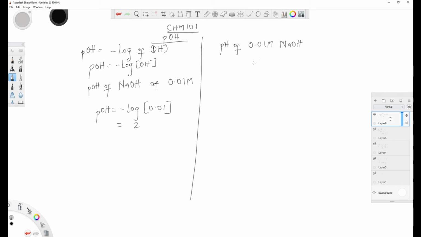You cannot just jump into doing negative log 0.01, since you know that the hydroxyl ion concentration is just 1, it is not 2. If you say you are doing negative log 0.01, you are calculating the acid side of this, but this one originally is a base.